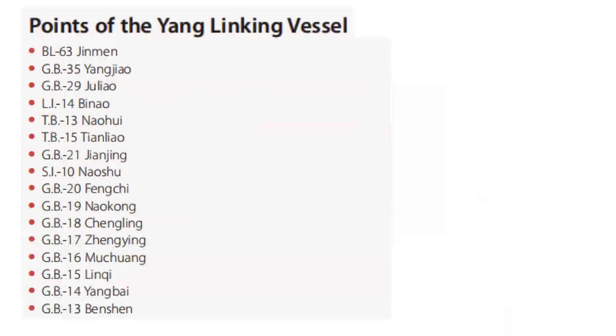Here are the points of the Yang linking vessel. We have bladder 63, gallbladder 35, gallbladder 29, LI14, triple burner 13, triple burner 15, gallbladder 21, SI10, GB20, GB19, GB18, GB17, GB16, GB15, GB14, and GB13.